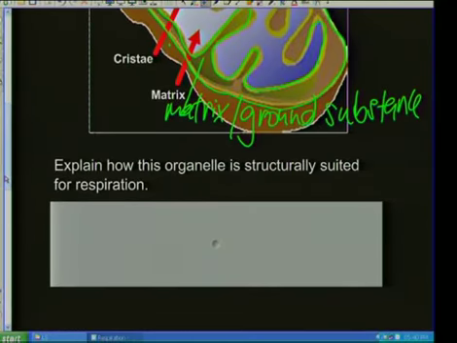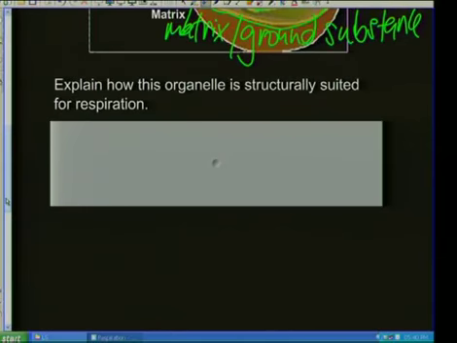Question I have for you, and again guys, whenever you learn a structure, just now we spoke about when you're learning about processes, now a skill on when you're learning a structure. You need to know the diagram of that structure. You must be able to label the diagram, and when you label that diagram, you must also be able to talk about how the parts that are labeled are suited for the function. So the question then goes, explain how this organelle is structurally suited for respiration.